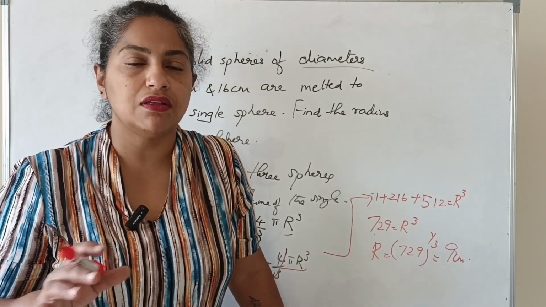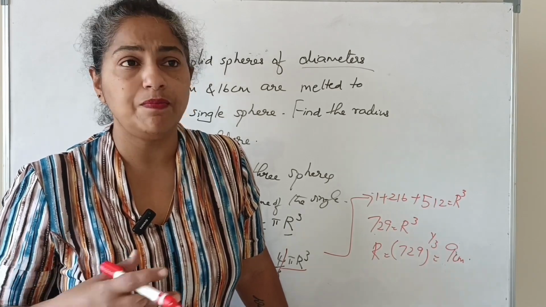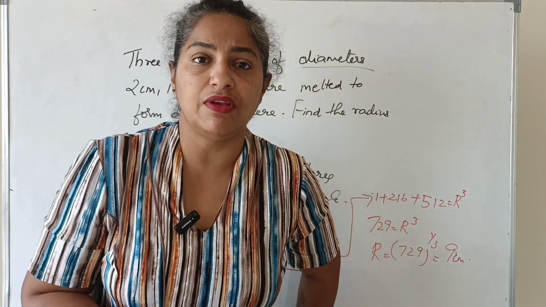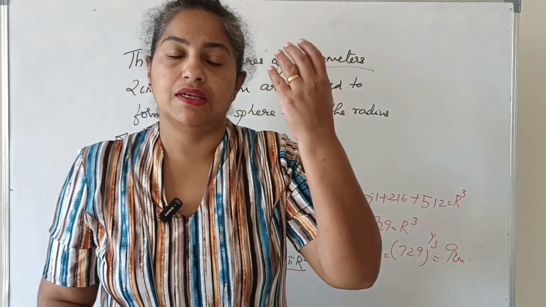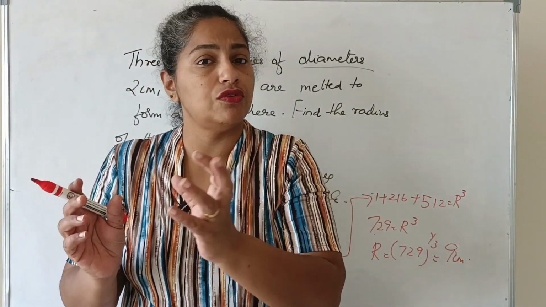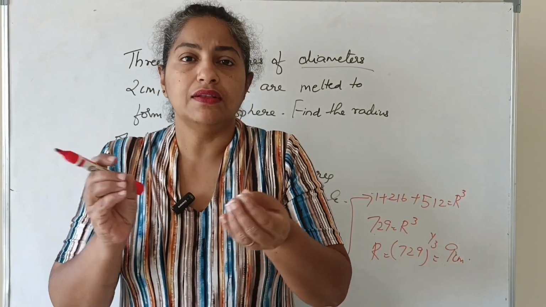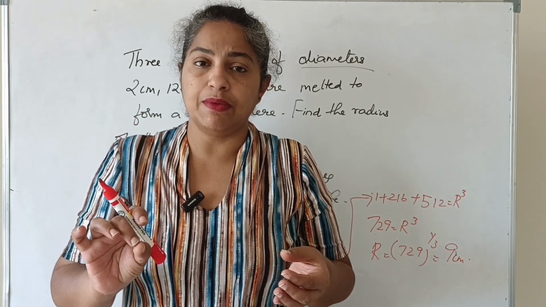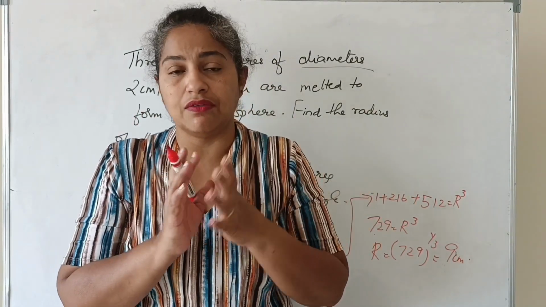So, always remember the volume will remain the same, and unless any wastage is mentioned. Suppose they are mentioning that while converting a sphere into some spherical balls, this percentage of the metal was wasted. So, you need to subtract that percentage of the metal from the original one before equating the volume.